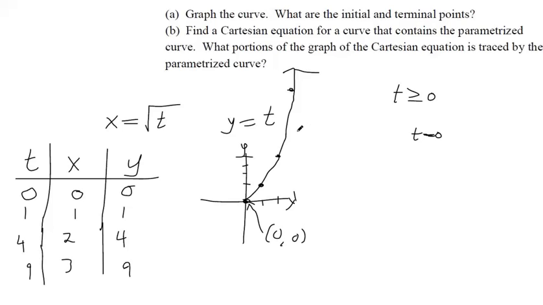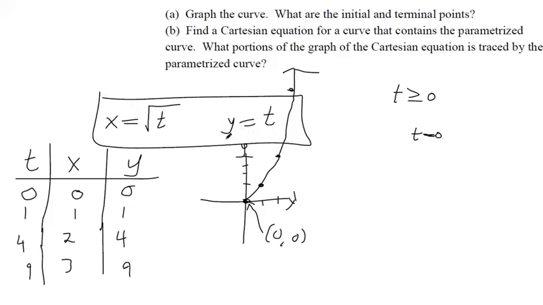Okay. And then we need to find a Cartesian equation. So all you have to do is substitute y in for t into the other equation. Plug y in here. So y, oh sorry, for t, not for x. Plug y right in here. So if you do that, you get x equals the square root of y.